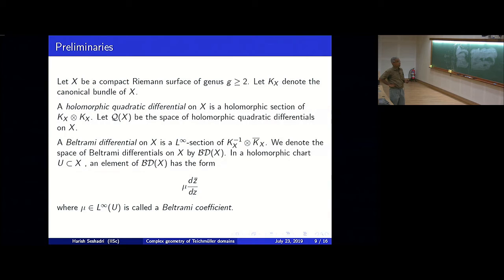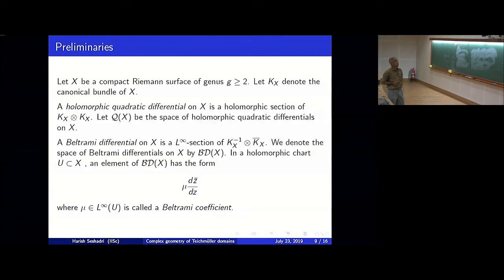on X. The point is, when I look at the space of all complex structures, this has a natural interpretation. If you take a specific Riemann surface X in the space of all Riemann surfaces of a fixed topological type, this has a natural interpretation as the cotangent space to the deformation space at that point X. Beltrami differentials come in here. A Beltrami differential on X is an L infinity section of K_X inverse tensor K_X bar. We denote the space of Beltrami differentials on X.